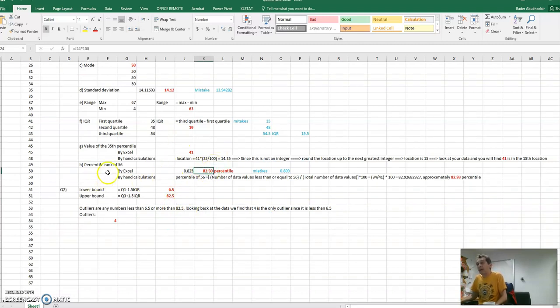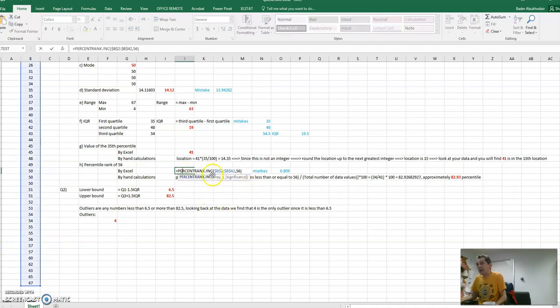Okay, the next one is the percentile rank of 56. So if I have a score of 56, what is its percentile rank? Again, there's a command in Excel called percentile rank. You see PERCENTRANK.INC included. So I put in the array, then I put 56, and it's supposed to give you a decimal over here.